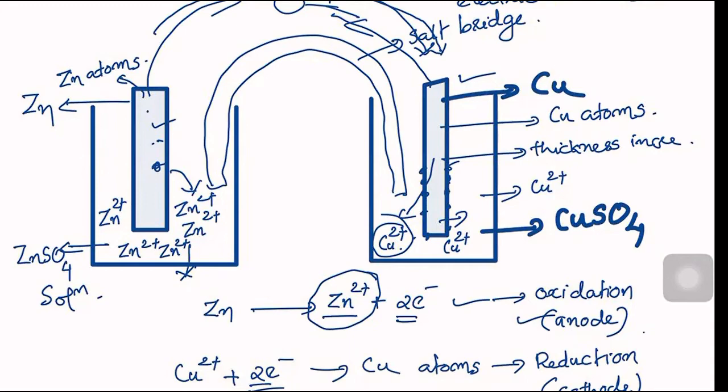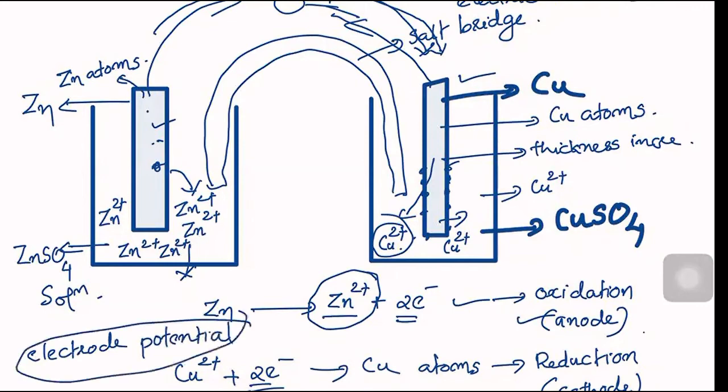Now you can ask a question. Why does zinc only release electrons? Why does copper accept electrons? That is based on the electrode potential. So this term you have studied, but now I will tell you the importance of this term that you have not studied in your school. Electrode potential. Electrode potential of copper is higher than that of zinc.